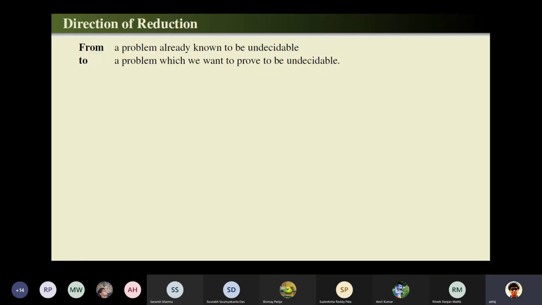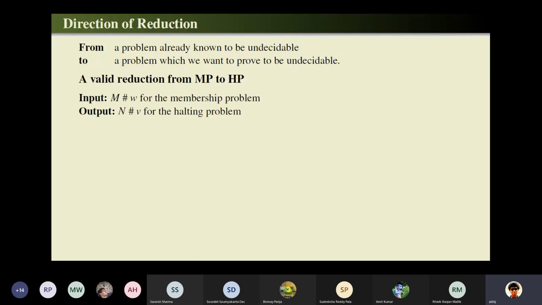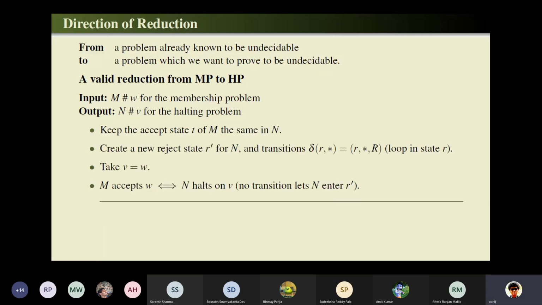In algorithms too, when we prove certain problems to be NP hard, we start from a known NP hard problem and make a reduction to a new problem, which you prove to be NP hard. For example, I can also have a reduction from MP to HP. So this algorithm is given here. You can just figure out that this is correct.